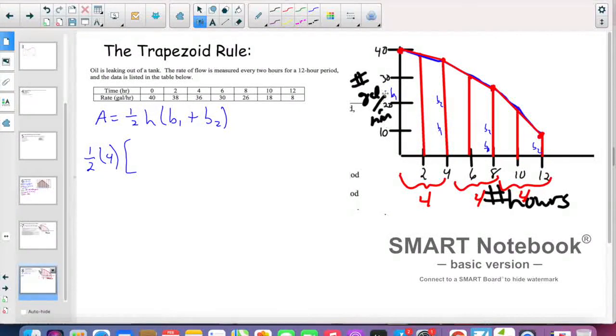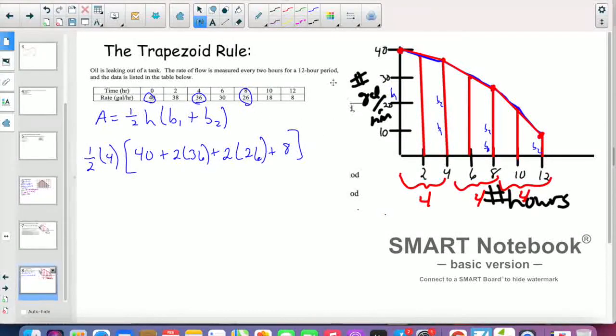So the first length at 0, we're at 40. So the 40 only shows up once, plus this base at 4 is 36. It shows up twice, so that's 2 times 36. This base at 8 is 26, so that shows up twice, 2 times 26. The last base only shows up once. The base at 12 is 8, looking at my table.